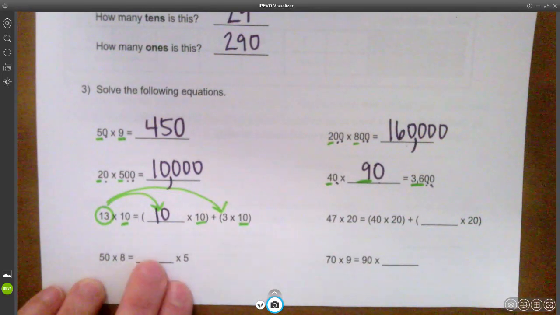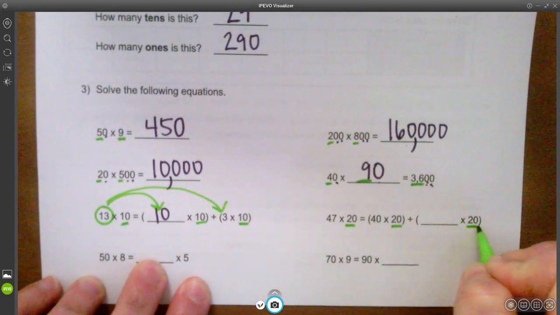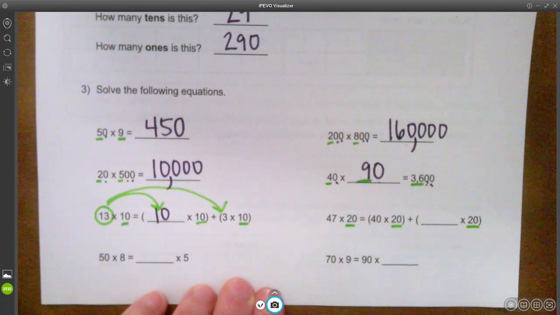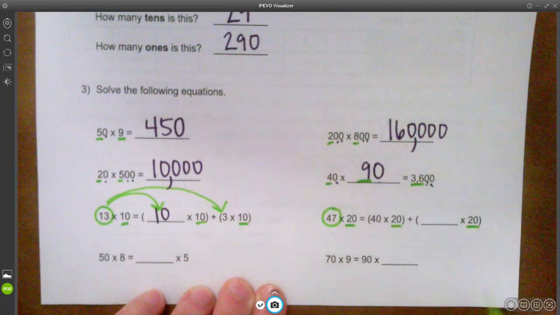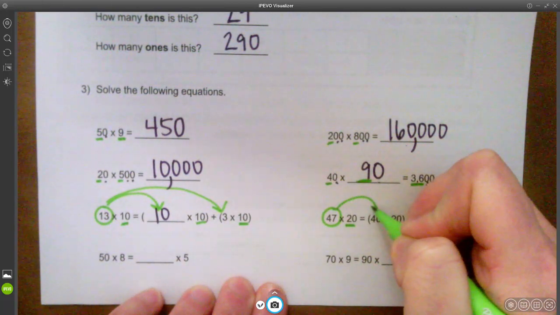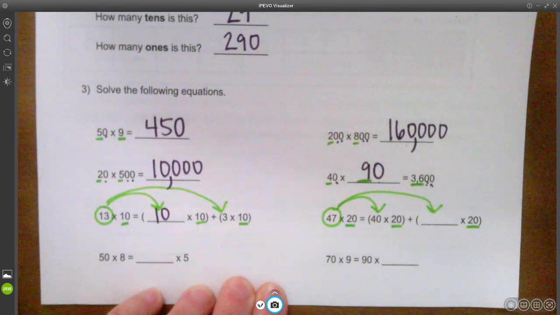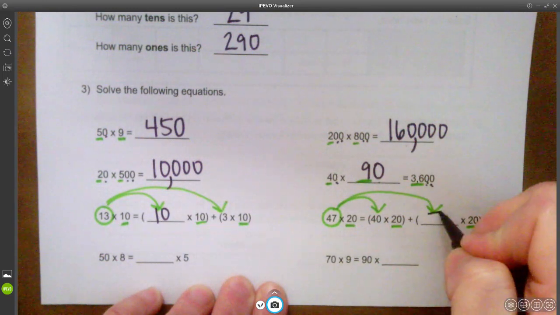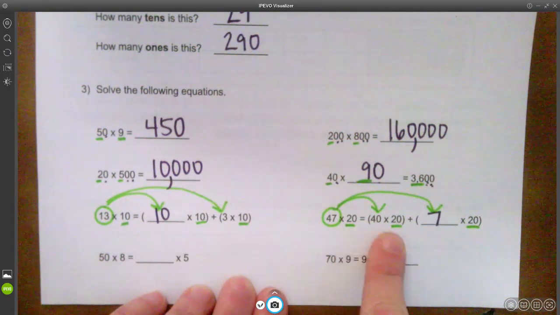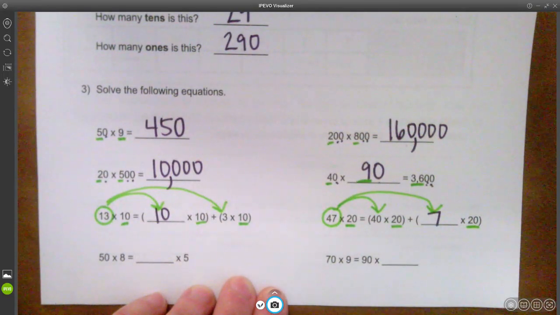All right, this next one is also break apart. Notice again that 20 is staying consistent everywhere. So that's not the number they're breaking apart. And 20 is pretty easy to work with, but 47 is kind of odd and kind of weird. So they're going to break apart the 47 into a 40 and a 7. So here's what this means. Instead of doing 47 times 20, you could do 40 times 20 and 7 times 20 and just put it all together.